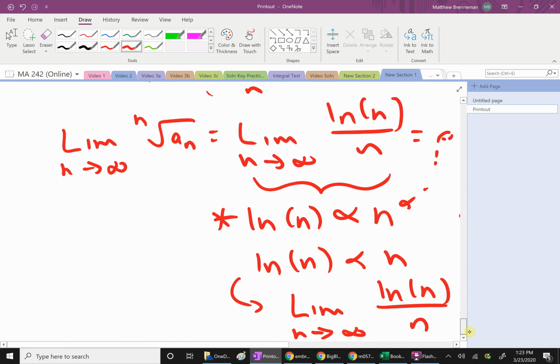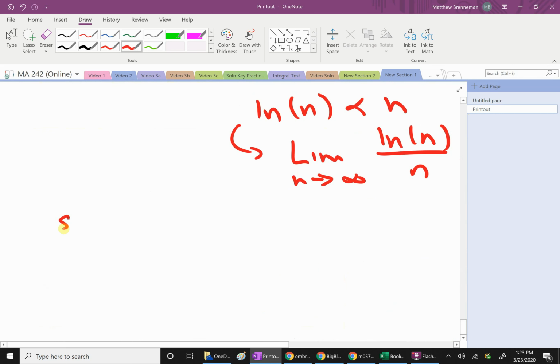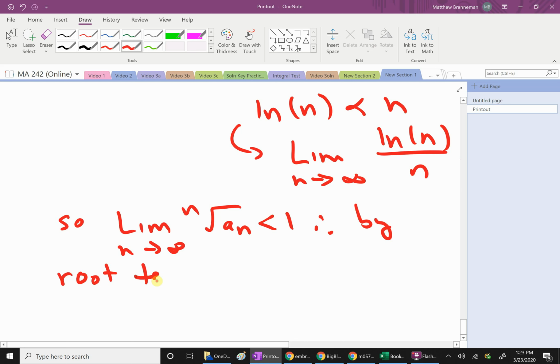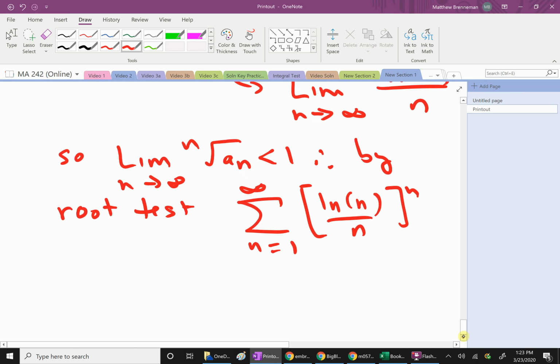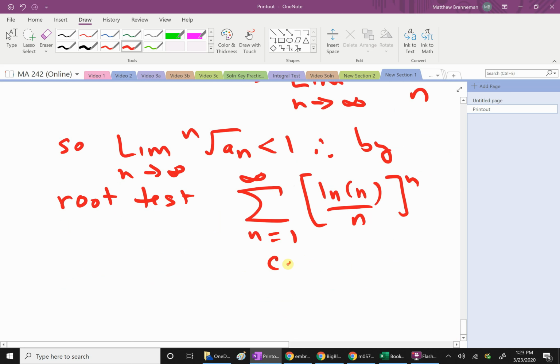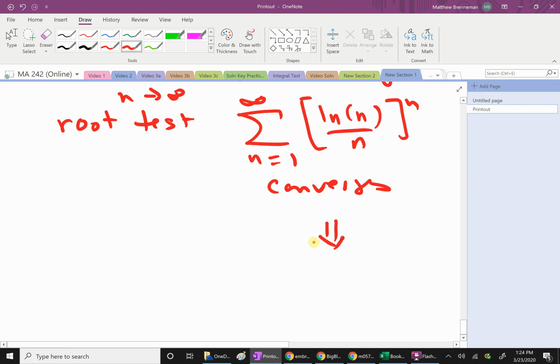So now for the coup de grace. The limit as n goes to infinity of the nth root of a_n is less than 1. Therefore, by the root test, this series converges. And since this series converges, this implies that my original series converges.